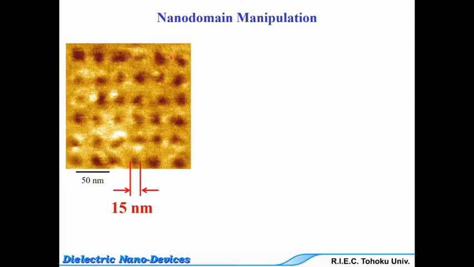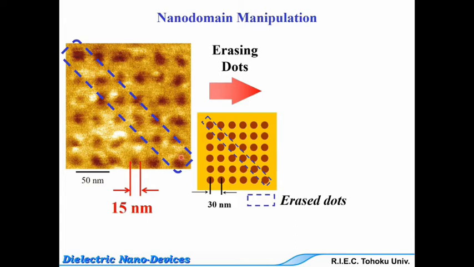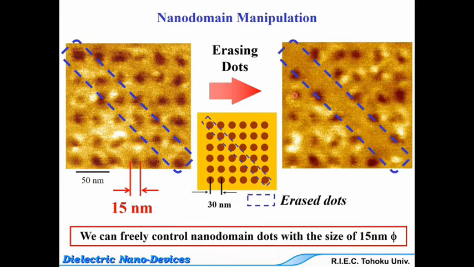at first, we formed 6x6 nanodomain dots with the size of 15 nanometers. And then we selected 6 dots along the diagonal line and applied the voltage pulse with opposite sign to erase the 6 dots and obtained this result. From this result, you can understand the ferroelectric data storage with a memory density of terabit per inch squared plus is surely reliable, and we can freely control the nanodomain dot with the size of 15 nanometers in diameter.